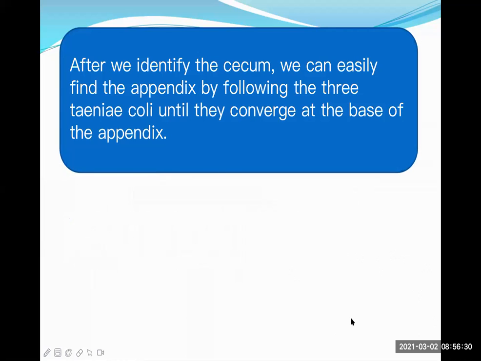Let's move further. This is such an important point that it is highlighted again here. See this, whenever we are doing an appendectomy, after we open the abdomen, after we open the peritoneal cavity, after we identify the cecum, we can easily find the appendix by following the 3 tinea coli until they converge at the base of the appendix. This is the best way, and you should never forget it.